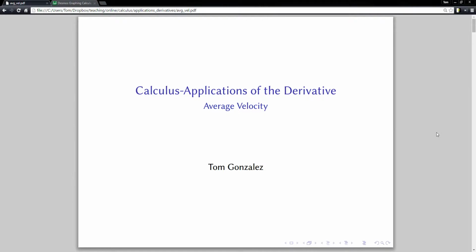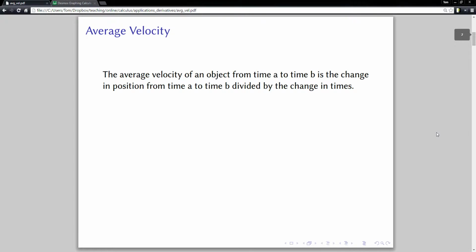In this video, we're going to talk about the average velocity. So we've talked about the position function and in general about velocity and acceleration. But what we really want is to figure out, if we have the position function, how can we come up with a formula for the velocity? All right, so let's talk about average velocity.